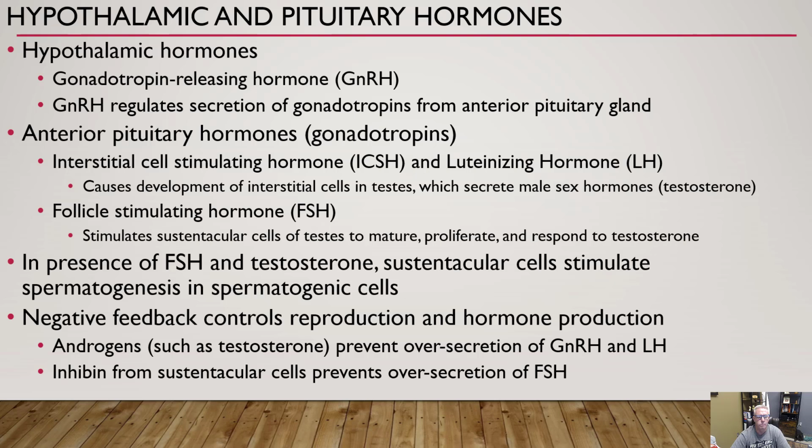and, I should say, inhibition. That's inhibition from sustentacular cells prevents oversecretion of FSH. Actually, I lied again. We have this thing called inhibin. I just looked it up. Inhibin, it's actually a hormone from the sustentacular cells, prevents oversecretion. So I did have it right the first time. Inhibin prevents oversecretion of FSH. All right.